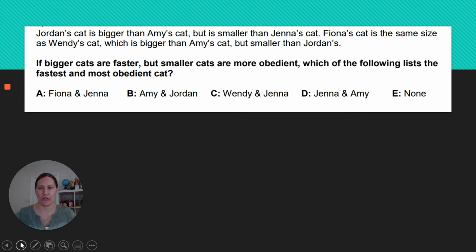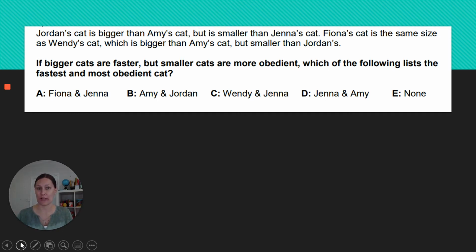Let's read the question first. Jordan's cat is bigger than Amy's cat, but is smaller than Jenna's cat. Fiona's cat is the same size as Wendy's cat, which is bigger than Amy's cat, but smaller than Jordan's. Okay, whoa, lots of cats, lots of names, lots of comparisons to be made here.